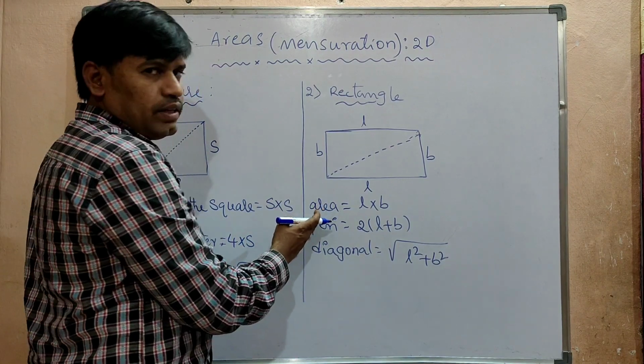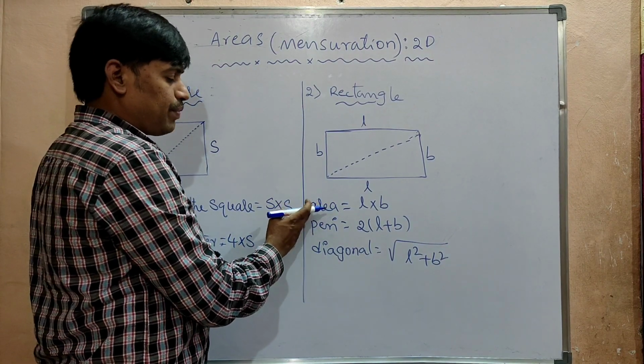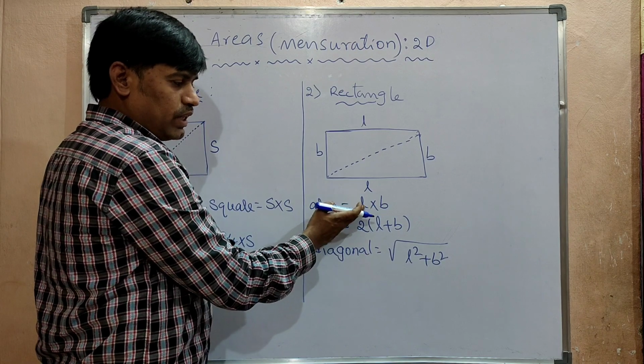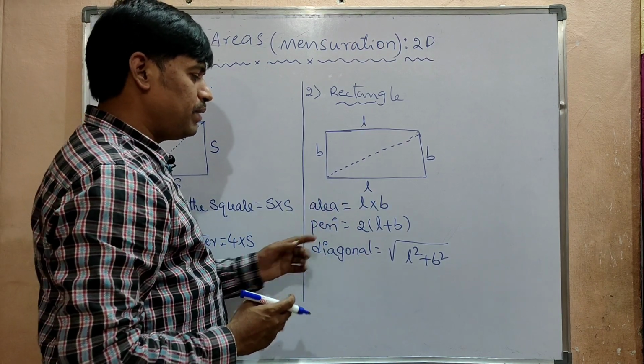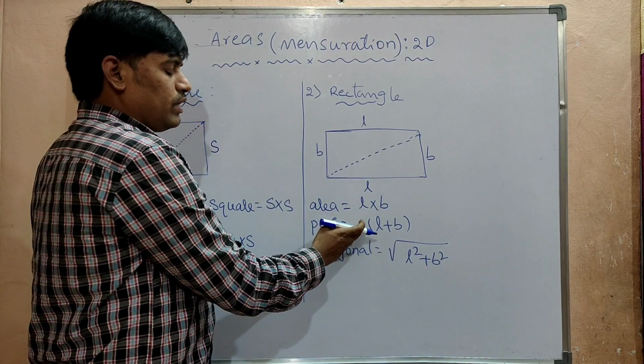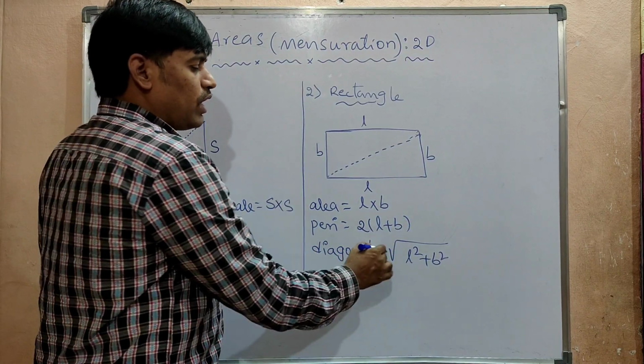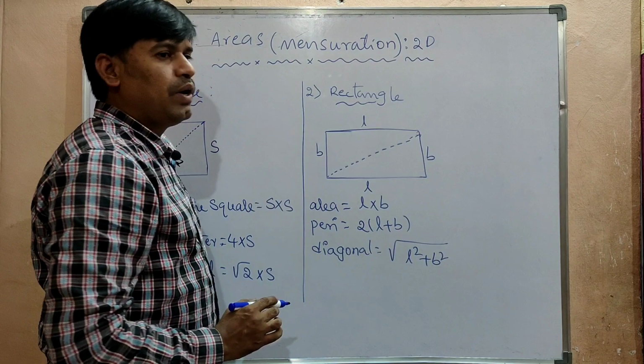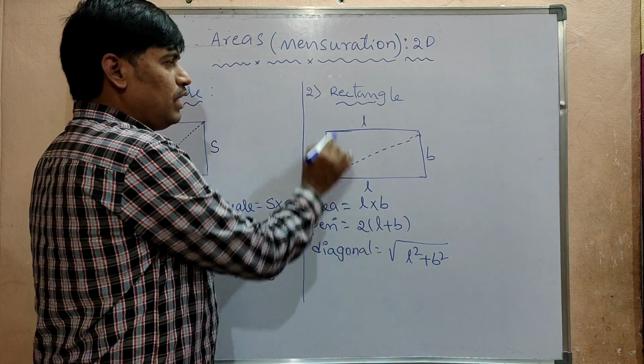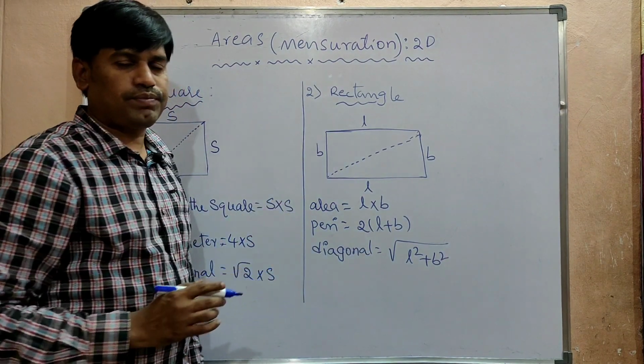Now area of the rectangle is equal to L into B, and perimeter of the rectangle is equal to 2 into (L plus B), and diagonal of the rectangle is equal to under root of L square plus B square. Okay, these are the rectangle formulas.